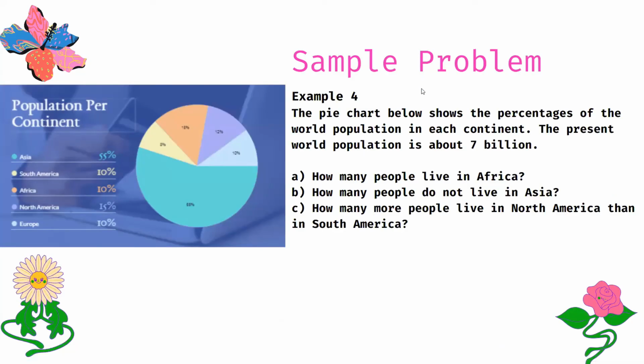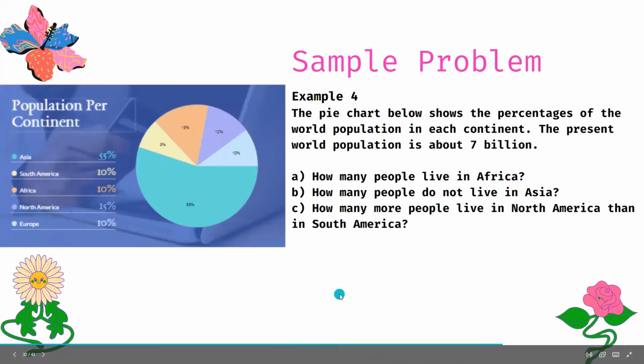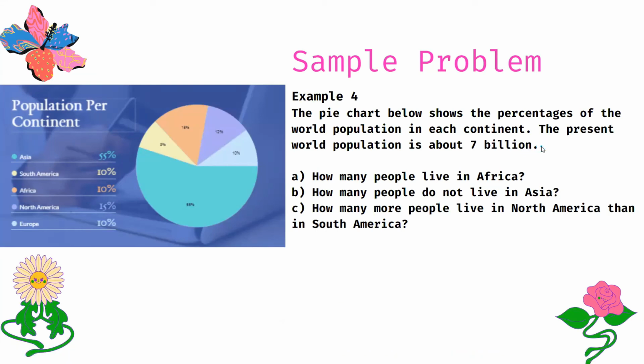This is the last example. The pie chart below shows the percentage of the world population in each continent. The present world population is about 7 billion. These are the questions. How many people live in Africa? How many people do not live in Asia? How many more people live in North America than in South America? Next slide, please.